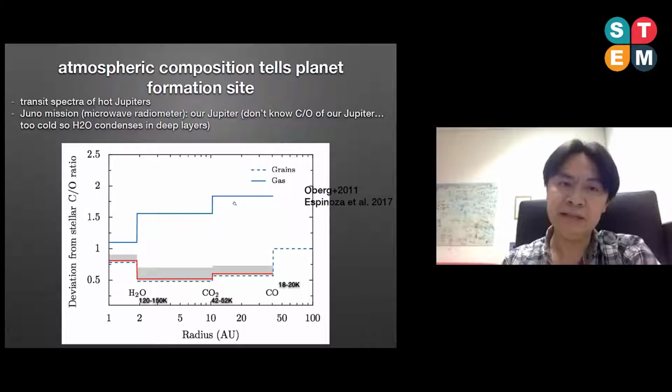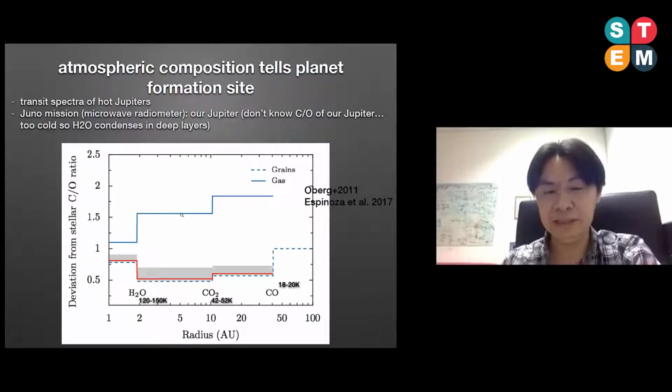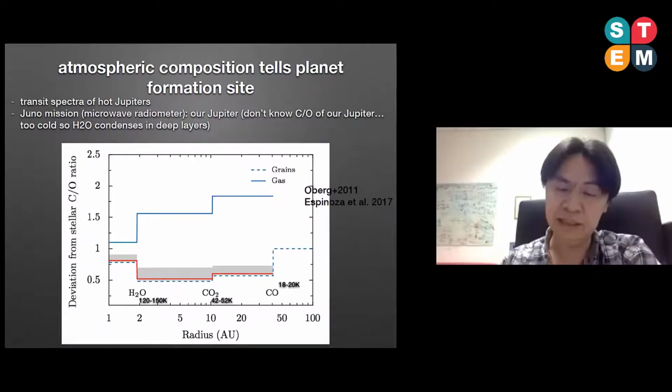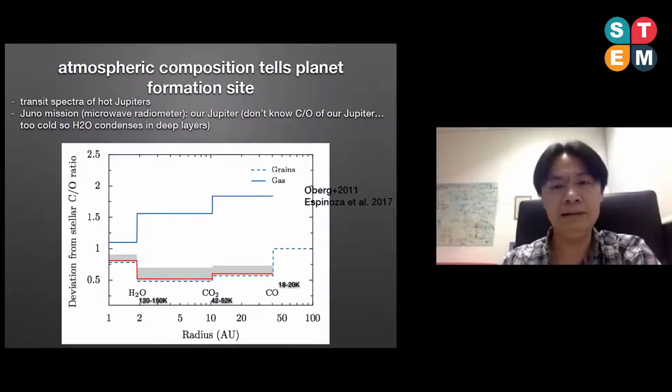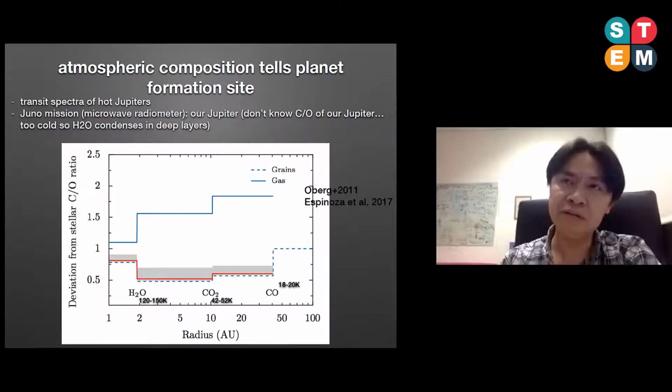So the idea is this: if you consider a gas giant planet forming inside this gaseous disk, accreting the surrounding gas, and the planet forms here or there, then the C/O ratio in the atmosphere of the planet should be different. So knowing the C/O ratio in the hot Jupiter atmosphere can provide valuable information to shed light on where in the protoplanetary disk the planet actually formed.